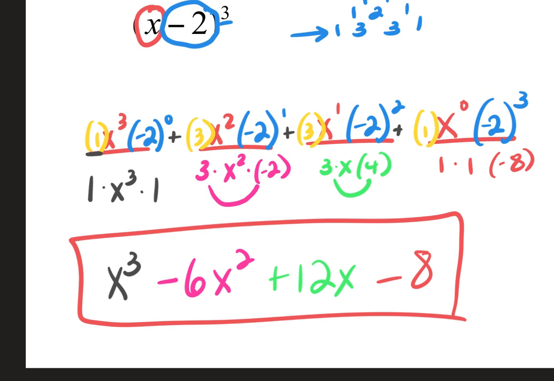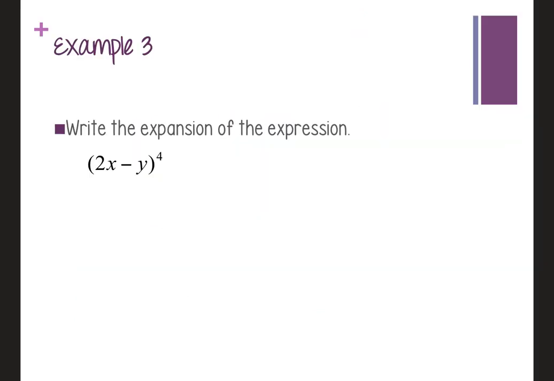Nope. You're just expanding it. So fun, right? Let's do a bigger one. 2x minus y to the fourth.